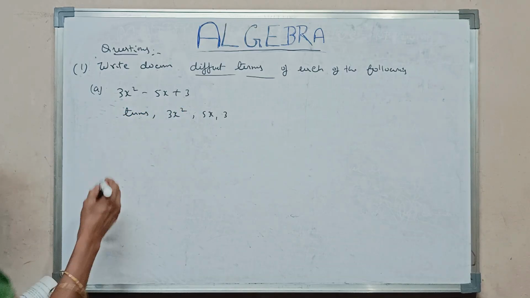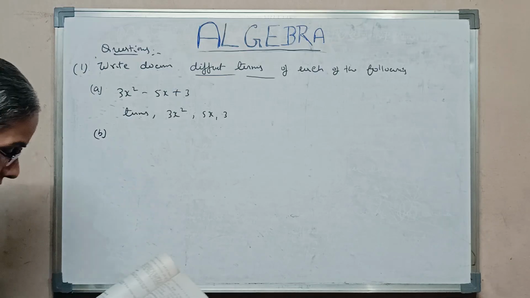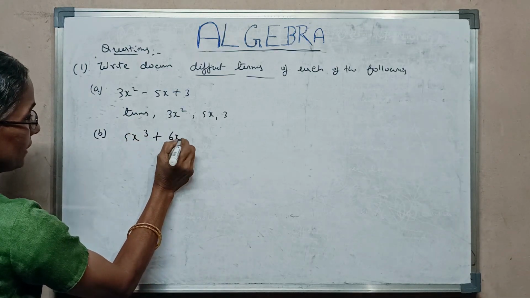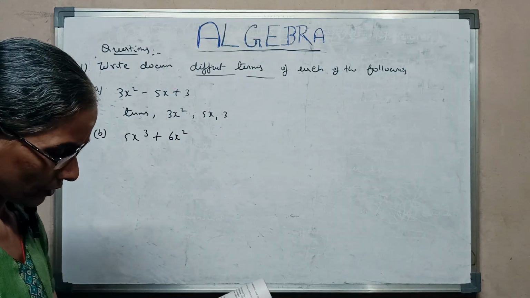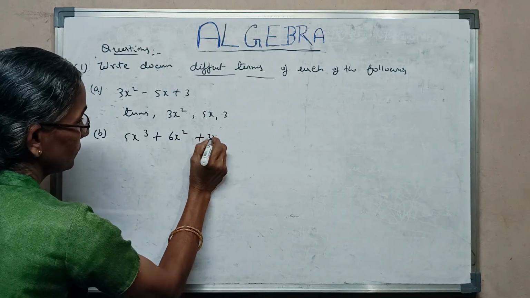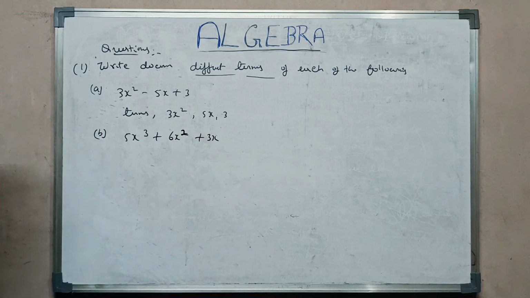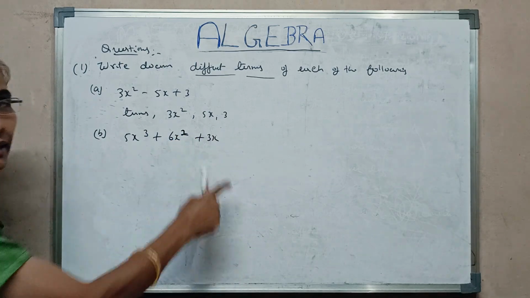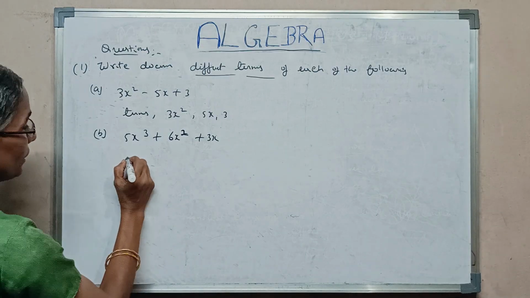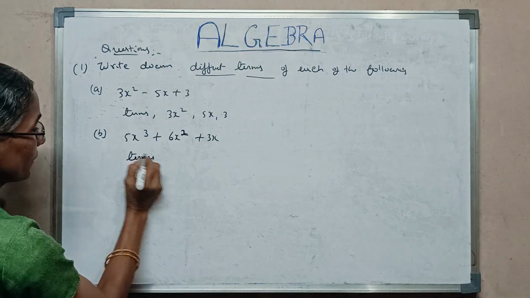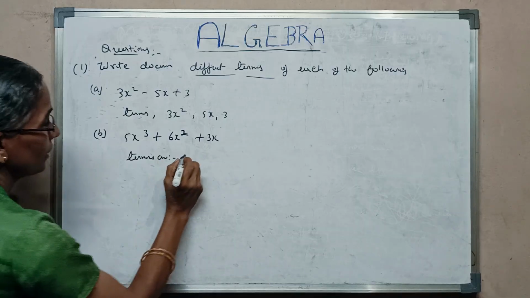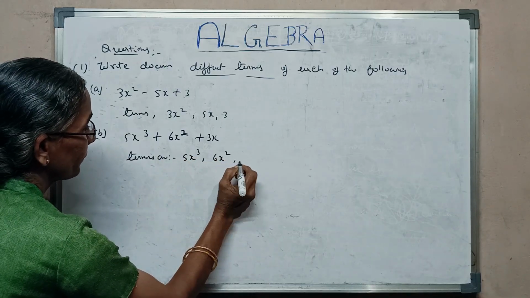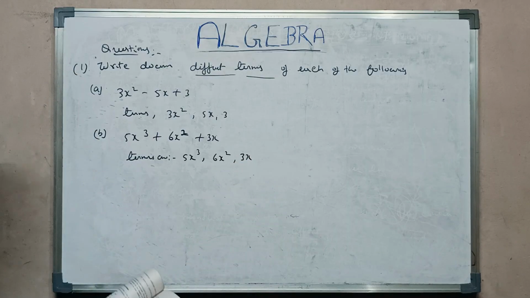Next, second example. Example B: 5x cube plus 6x square plus 3x. Here the three terms are: the first one is 5x cube, the second one is 6x square and the third term is 3x. So the terms are 5x cube, 6x square and 3x.